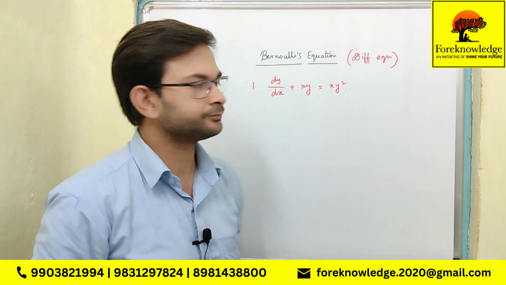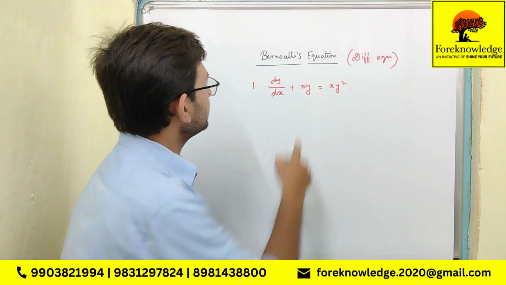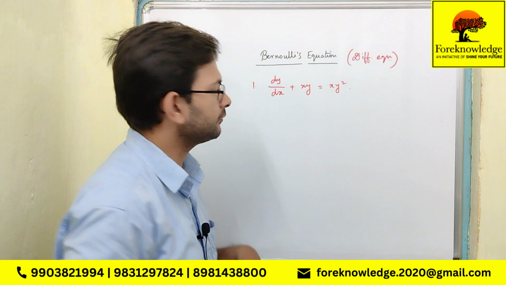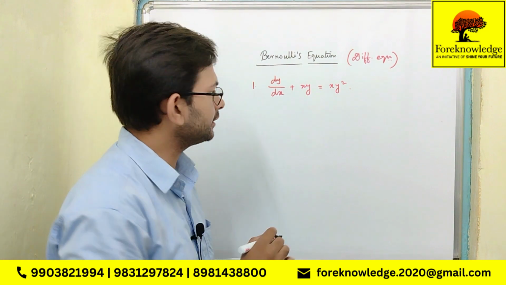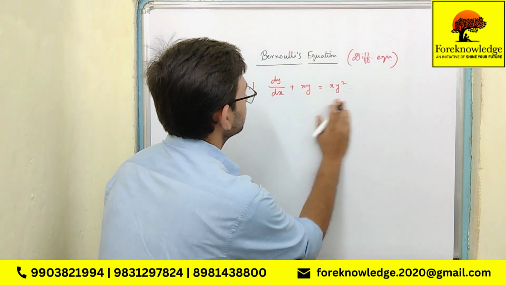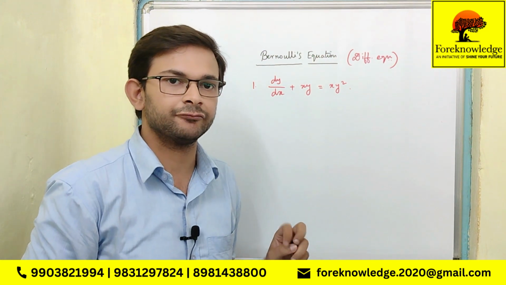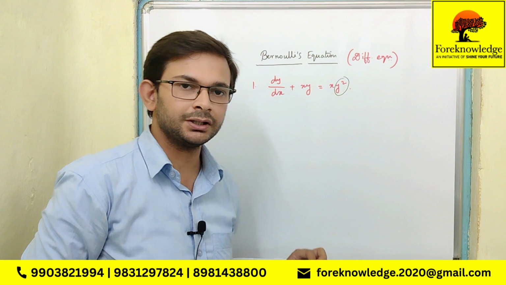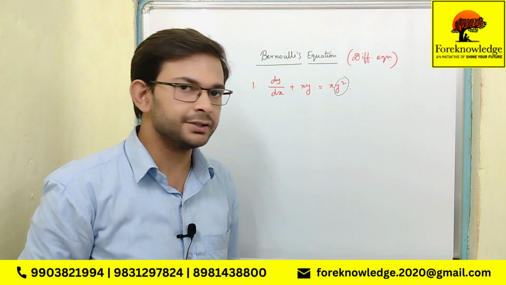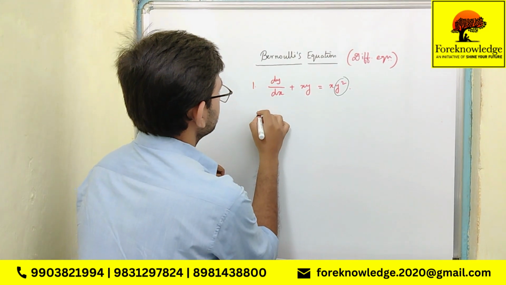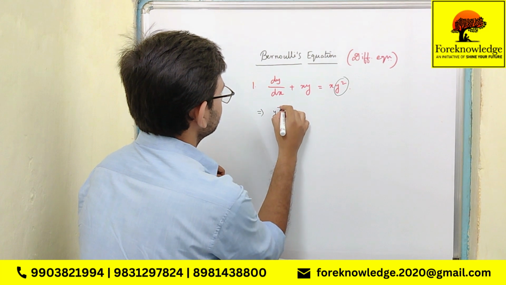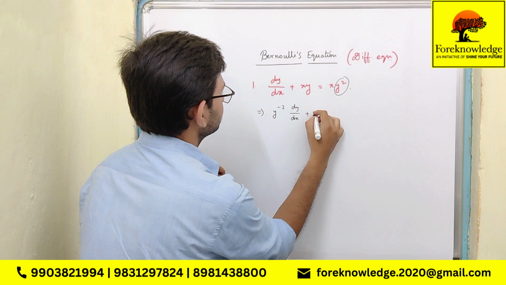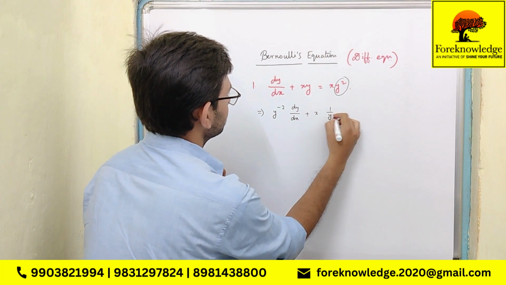Now look, the unknown variable is y, because y is differentiated with respect to x. We have to convert with respect to y only. That means we have to divide by y square and convert it into a linear differential equation. So if we divide by y square, we get y to the power minus 2 dy/dx plus x into 1 upon y equal to x.